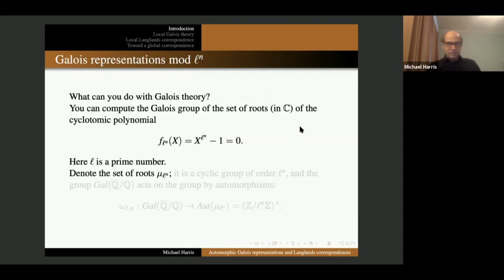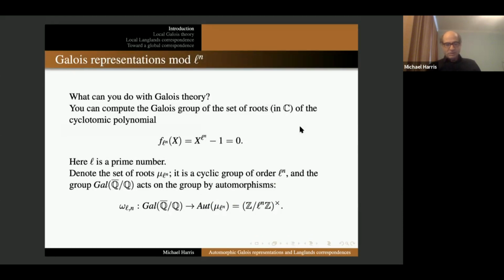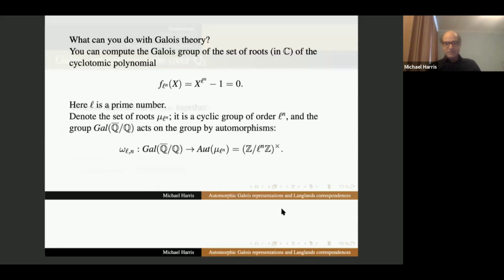These, if you think of them as complex numbers, then they are the vertices of the regular polygon inscribed in the unit circle with L to the n sides. So they're L to the n vertices. And that shows it's a cyclic group of order L to the n. And the Galois group acts by automorphisms, permutes the generators. It takes a generator to another generator, and the automorphism group of mu L to the n is the multiplicative group of Z mod L to the n. All right, that's basic Galois theory.